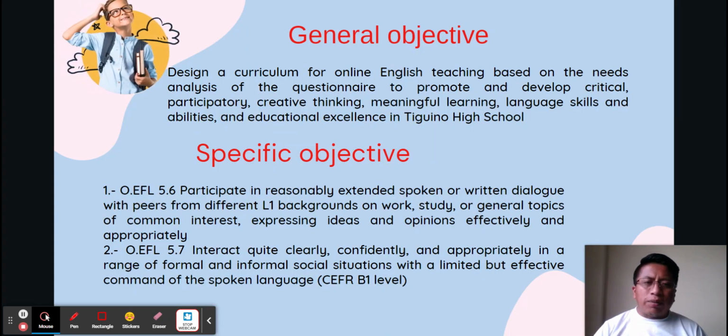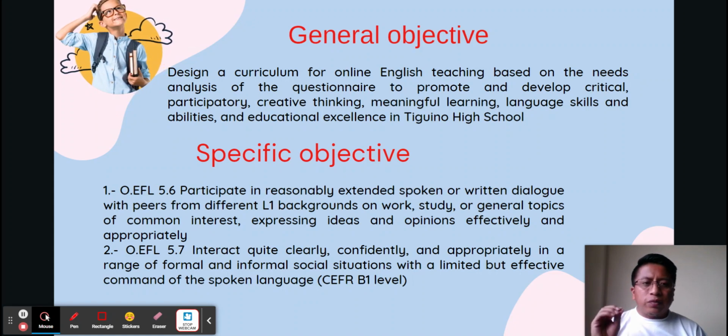And we have general objective. In this case is to develop or promote critical thinking, like communication, creativity, in order to improve their capacity. We have also specific objective. The specific objective is students need to develop, need to practice spoken or written dialogue in order to practice English. Also interact quite clearly and confidently in online class or at home using different platforms.